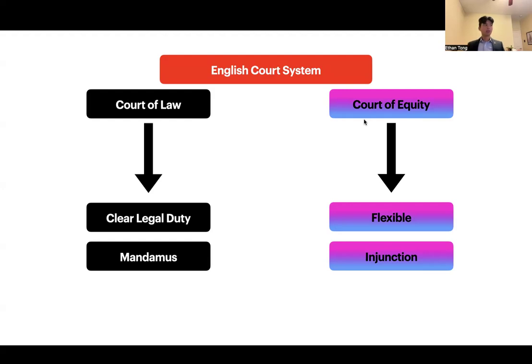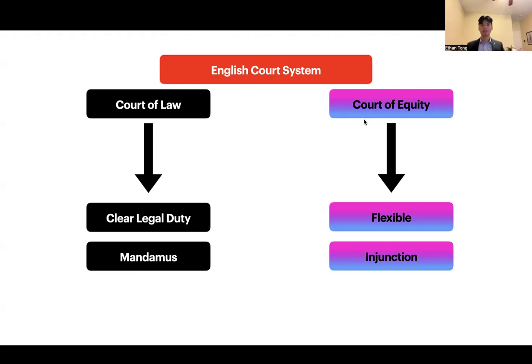So let's say that somebody tore down your fence. A court of law could order the person who illegally tore down your fence to pay you money because they have a legal duty to compensate you for the fence. But maybe you say, I don't think money is going to solve my problem. I want you to build my fence back up. A court of equity could order that other person, theoretically, to build that fence back up. So courts of equity dealt with property rather than just money or proclamations.